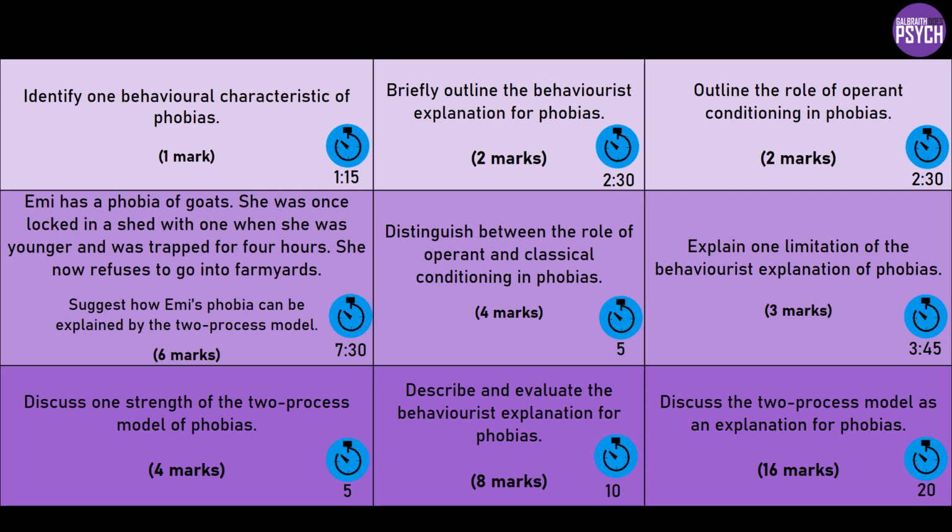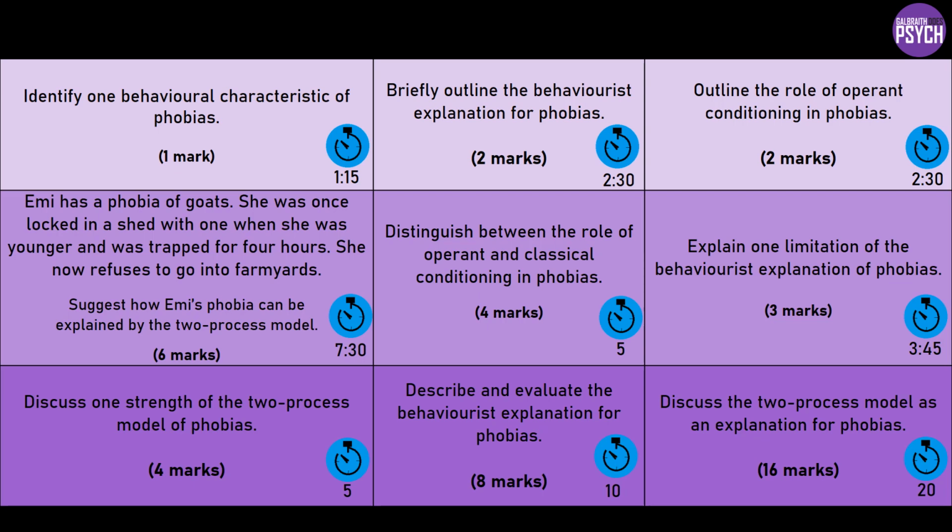So a strength of the 2-process model is its real-world application. Understanding that phobias are learned has led to different treatment options for people experiencing phobia. So you should be aware of things like flooding and systematic desensitization. This is a really strong aspect of this theory because it's actually useful for helping people to deal with their condition or their mental health. And it is effective. Research suggests that these treatments are kind of 70 to 80% effective. So that's the strength of this theory.